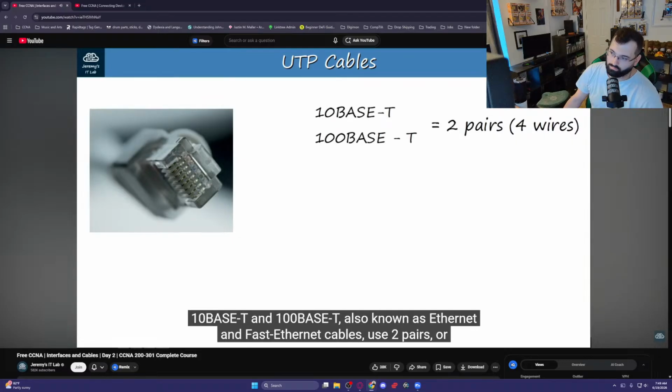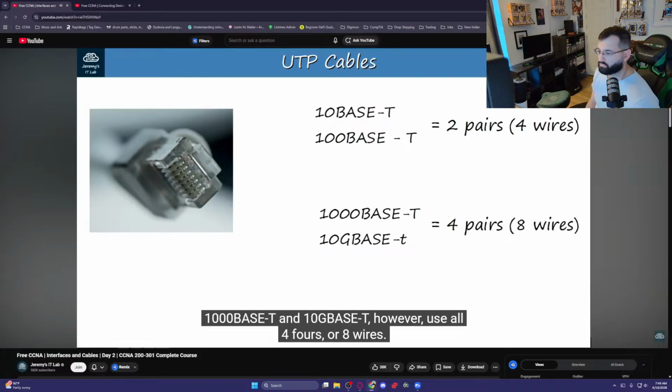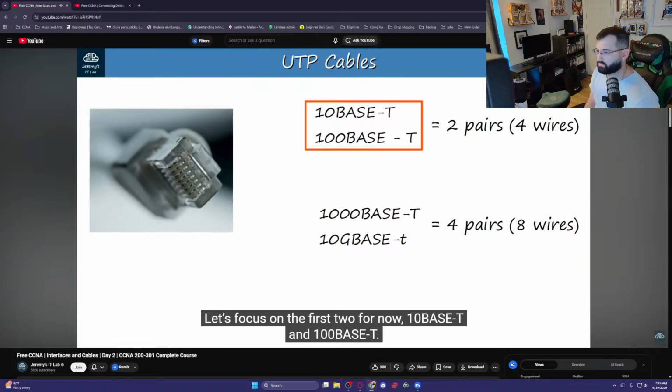10 base T and 100 base T, also known as Ethernet and fast Ethernet, only use 2 pairs, or 4 wires. 1000 base T and 10G base T, however, use all 4 pairs, or 8 wires. Let's focus on the first 2 for now, 10 base T and 100 base T.